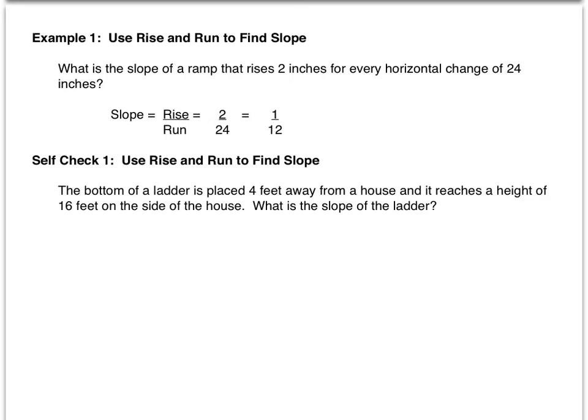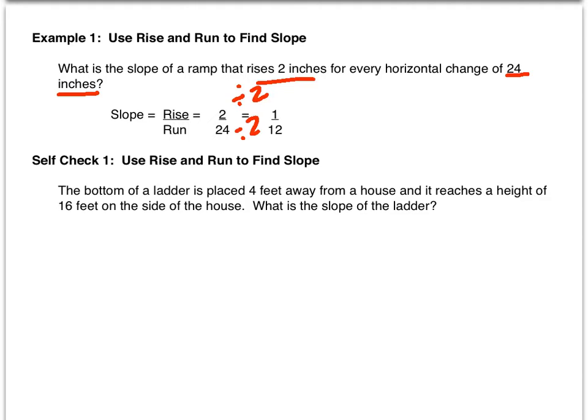In example 1, we're going to use rise and run to find the slope. What is the slope of a ramp that rises 2 inches for every horizontal change of 24 inches? So the slope would equal the rise, which is 2 inches, over the run, which is 24 inches. And if we simplify that, and remember we're going to simplify by dividing by the GCF, so we divide both the numerator and the denominator by 2, then our slope is 1 over 12.